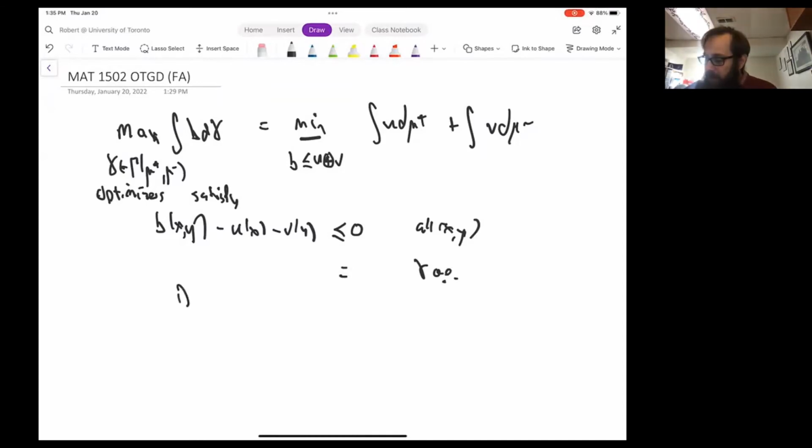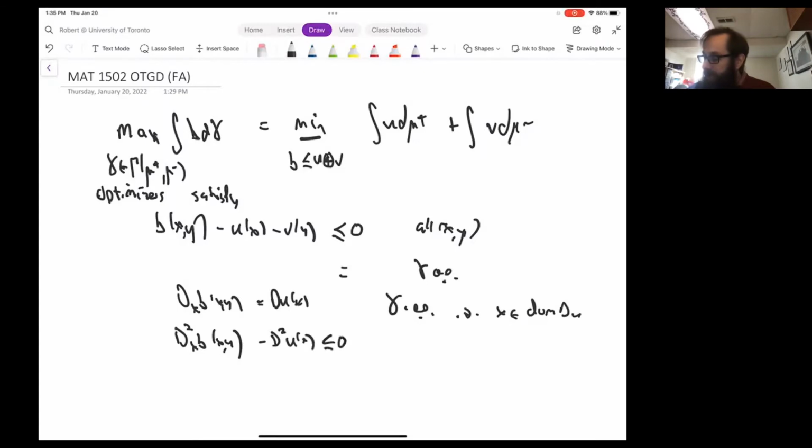So the derivative with respect to x of b at x,y should equal the derivative of u at x, gamma almost everywhere, if u is differentiable, that is, gamma almost everywhere such that x is a point of differentiability for u. And similarly, at a maximum, the second derivative of b minus the second derivative of u should be non-positive definite. It's a symmetric matrix, gamma almost everywhere such that x is in the domain of second differentiability of u.